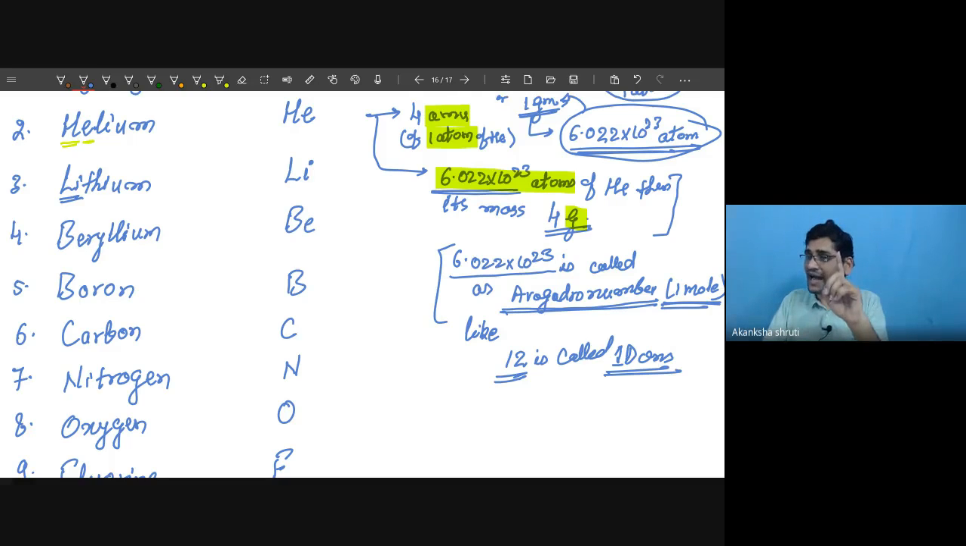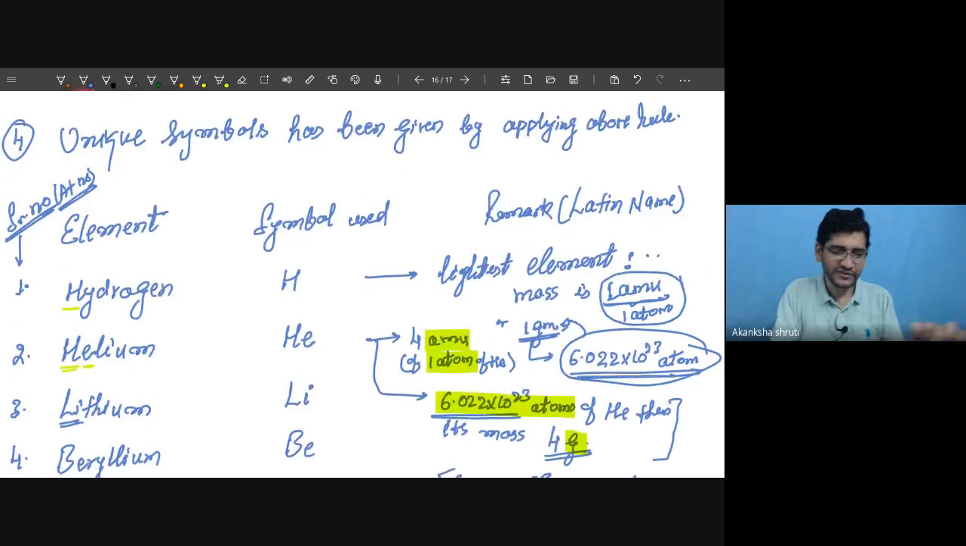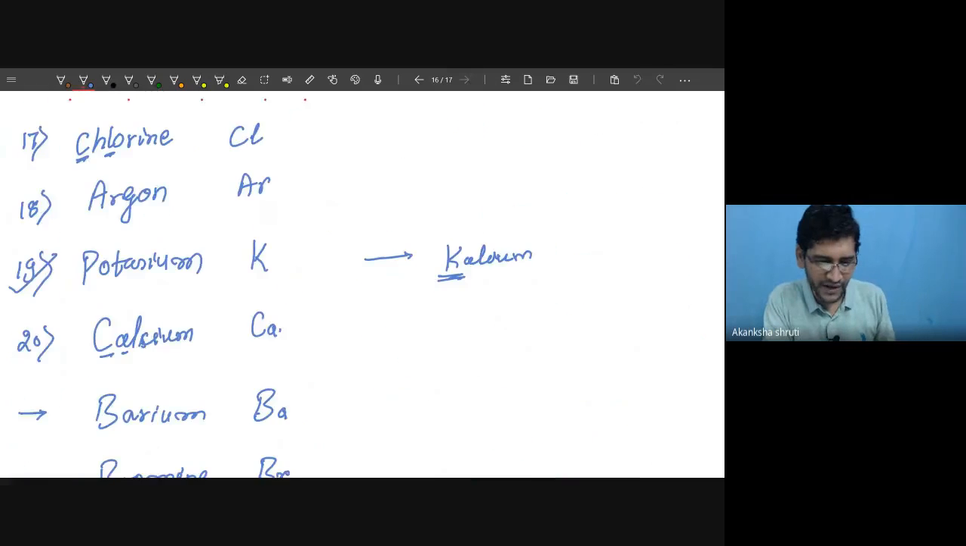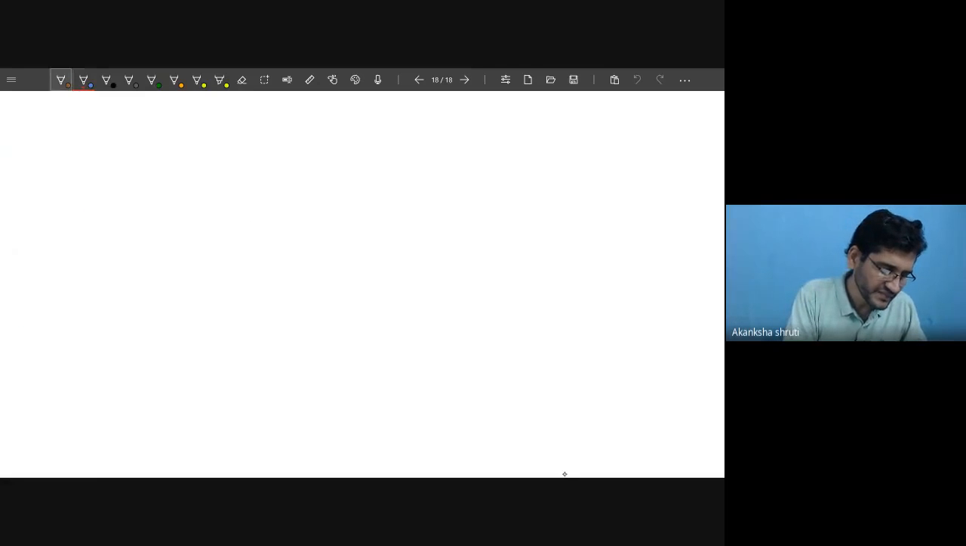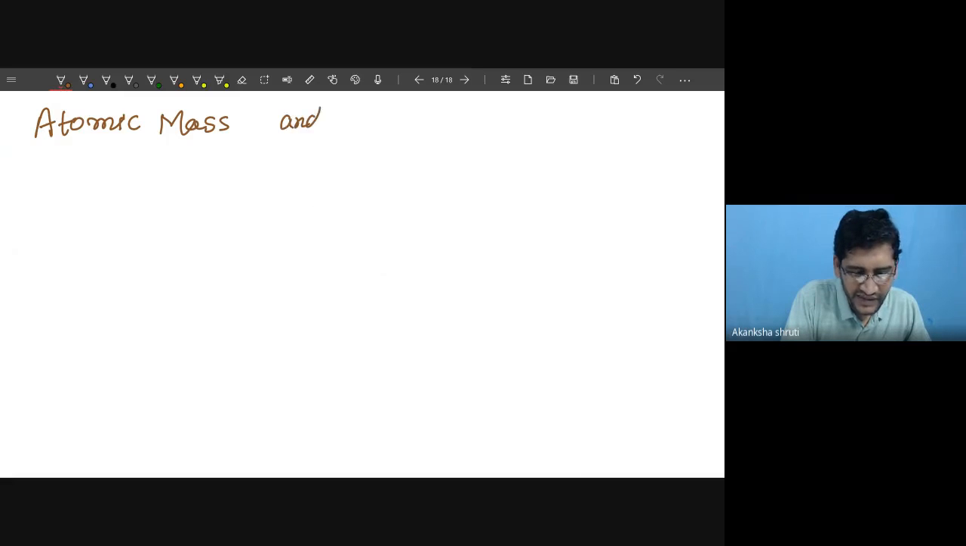But if you are taking 1 atom only, its mass will be very, very small. How much small? 1 divided by 6.022 into 10 to the power 23. That much. So what are all these? This we will learn in the topic called atomic mass. So let us write what is atomic mass and what are its units. Students, write atomic mass and its unit.